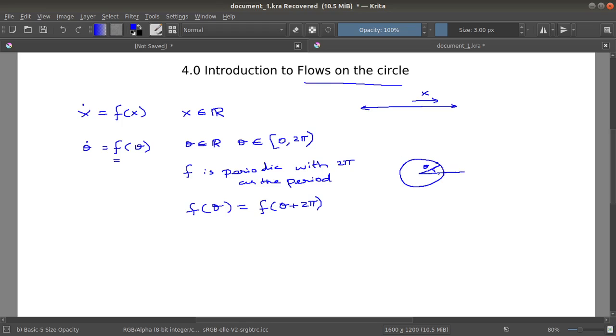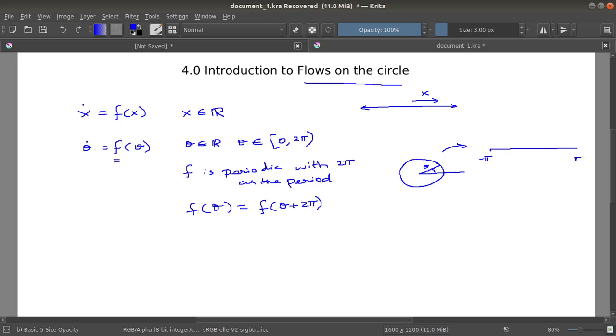We could also take this circle and map it to the real axis, but we will be considering only from, let's say, 0 to 2 pi, or sometimes, depending on my convenience, from minus pi to pi. That's how I will do the analysis for flows on the circle. Let's see an example.